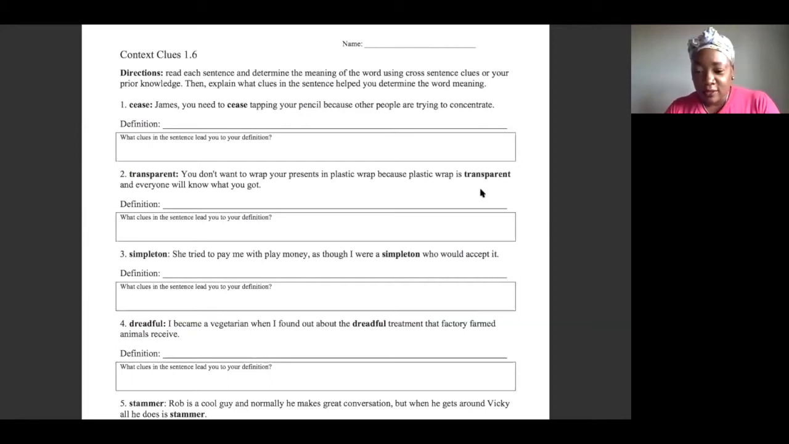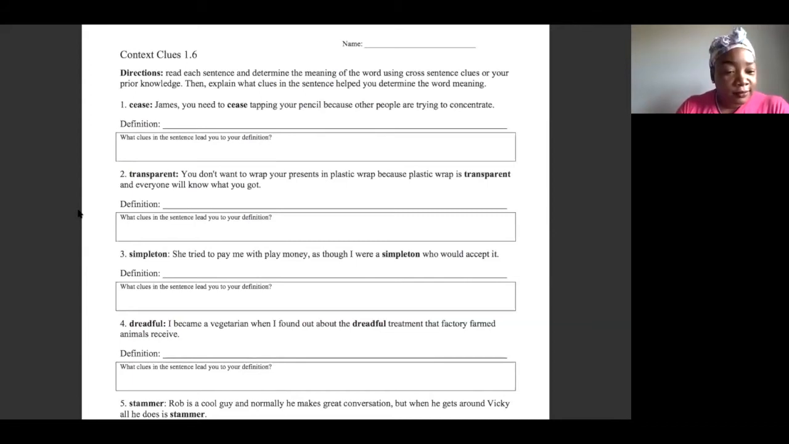Jaquel says no. All right, now on this worksheet, like I said, the words are a little bit more difficult than the game that we played. So with this one, you're going to have to look for the clues, which are the words around the difficult word. All right, the first one. It says, read each sentence and determine the meaning of the word using cross-sentence clues or prior knowledge.